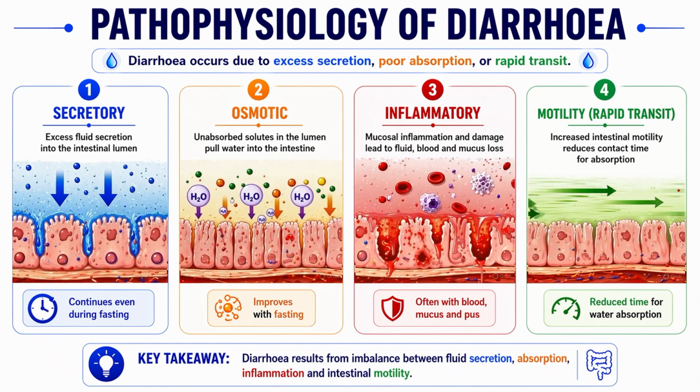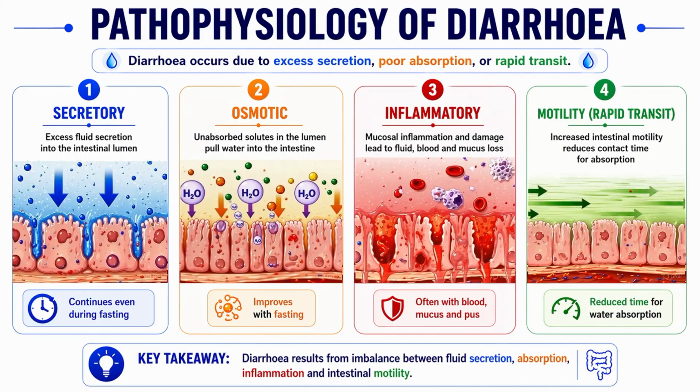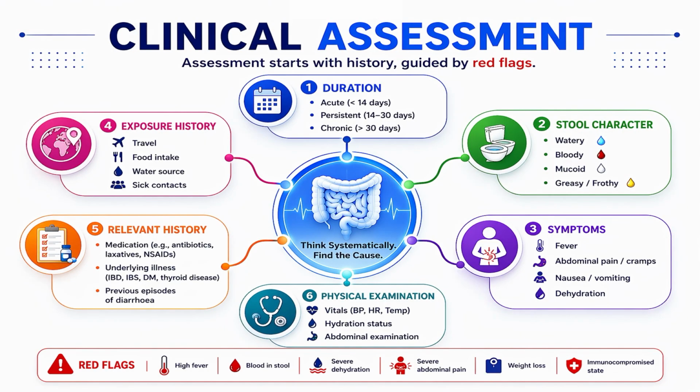Now, once you understand the mechanism, next step is clinical assessment. Start with the duration and onset, which we have discussed. Second, the stool character. This assesses the stool characteristics like frequency, volume, blood, or mucus. Symptoms. Look for associated symptoms: fever, vomiting, abdominal pain, weight loss.